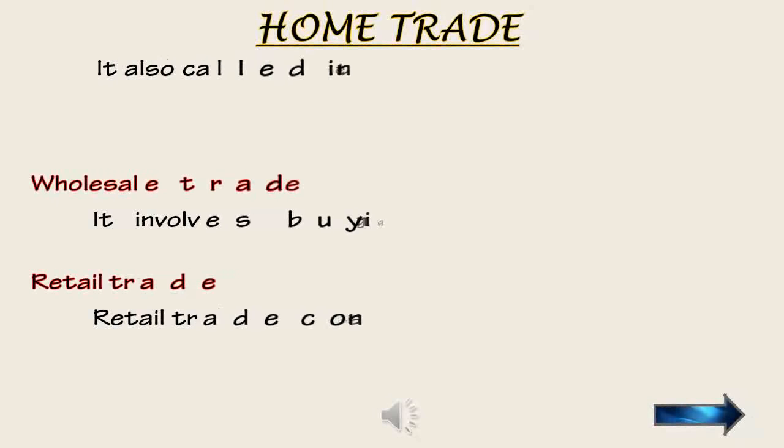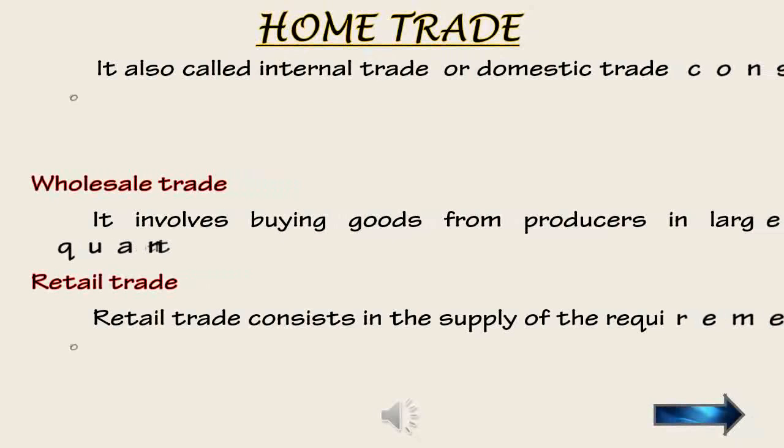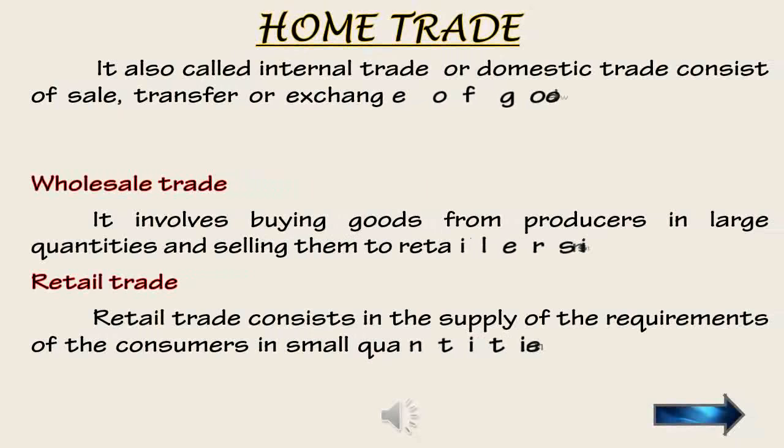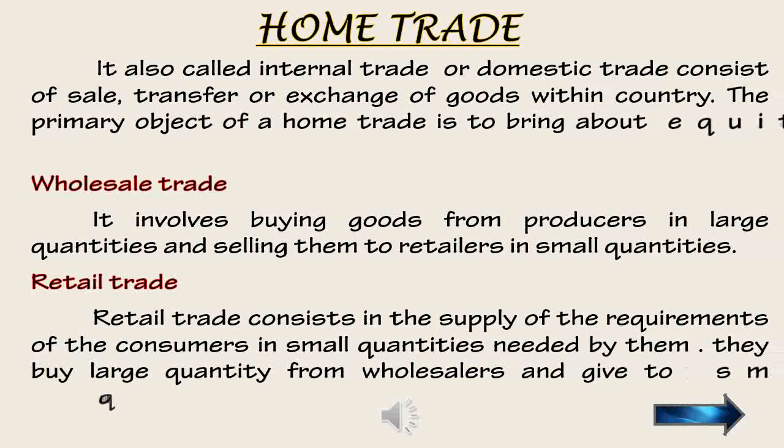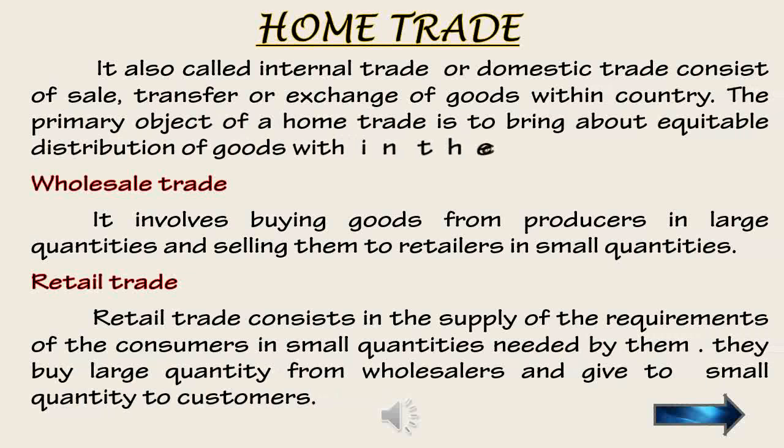Home trade is also called internal trade or domestic trade. It consists of sale, transfer or exchange of goods within the country. The primary object of home trade is to bring about equitable distribution of goods within the country. Wholesale trade involves buying goods from producers in large quantities and selling them to retailers in small quantities. Retail trade consists in the supply of the requirements of the consumers in small quantities needed by them. They buy large quantities from wholesalers and give small quantities to customers.